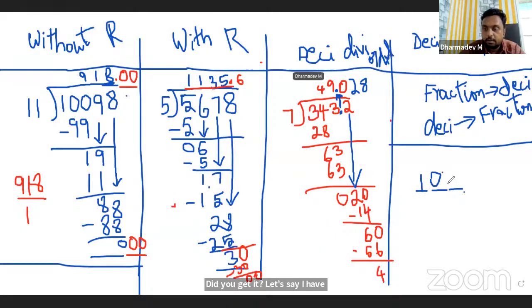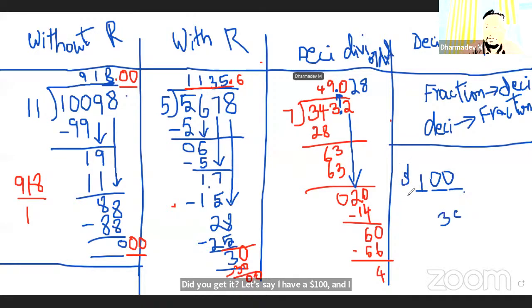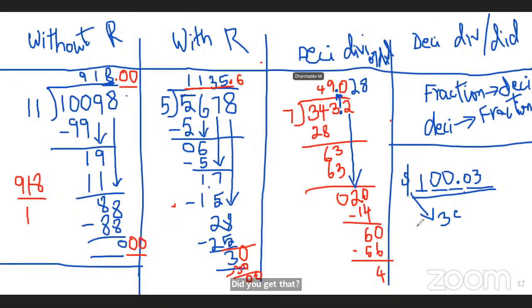Let's say I have $100 and I have 3 cents. I want them to combine together, but I cannot, because this value is less. So 3 cents means 0.03. I'm writing it so that it is understandable together as $100.03. Did you get that? This is what a decimal is.